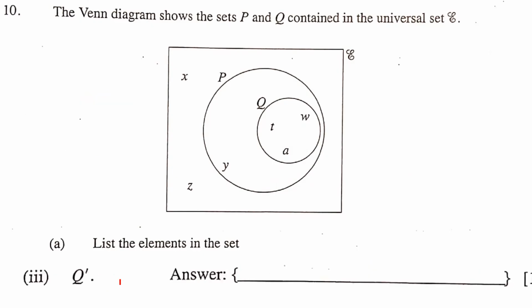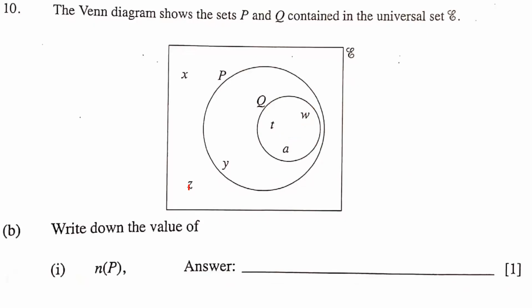Moving right along, we have question 10A, triple I. And it says, list the elements in the set Q complement. That's Q complement. And Q complement basically means I want everything that's inside the universal set except Q. Like we cannot include any elements that are inside Q. So all the elements are inside the universal set except for the ones that are in Q. And so X, Y, and Z are the only ones that we are left with. And that is Q complement: Y, X, and Z.